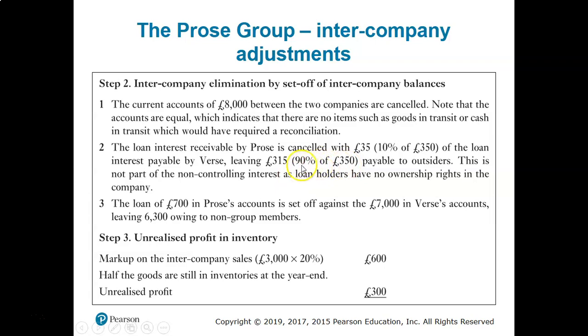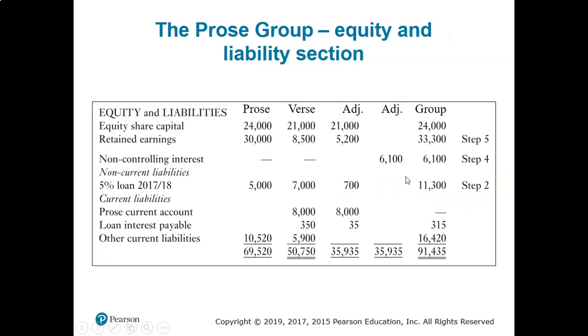And what about the remaining 90%? It is invested by someone else, another party, right? Outsiders. This would be recognized in the books of accounts of the subsidiary and also in the group accounts. This is what we show here. The interest total was 350, and out of this 35 was due to the parent. So the parent amount was deducted, and the remaining 315 is recognized in the books of the group.